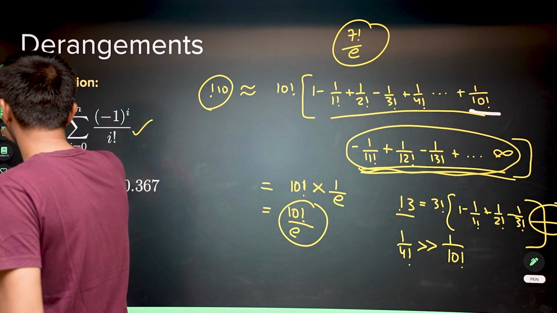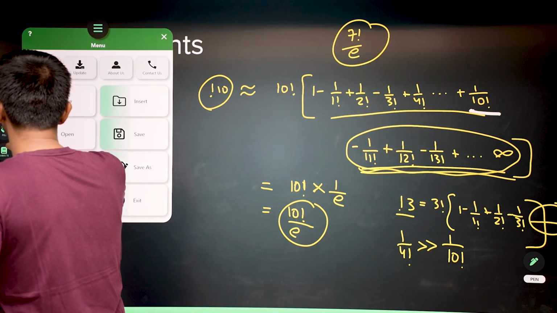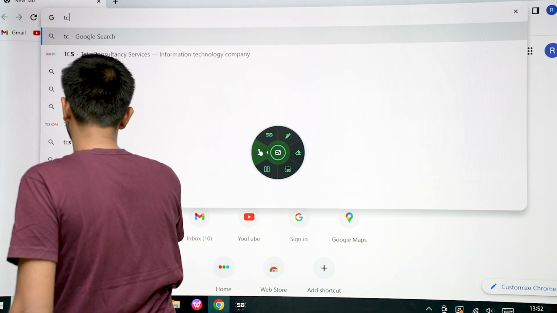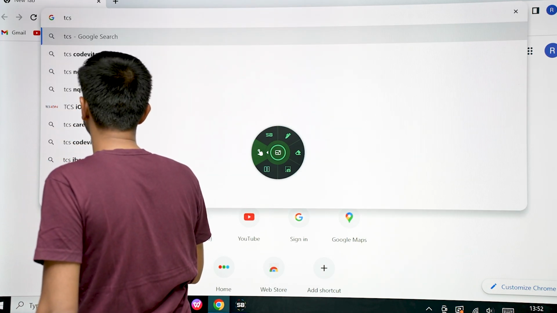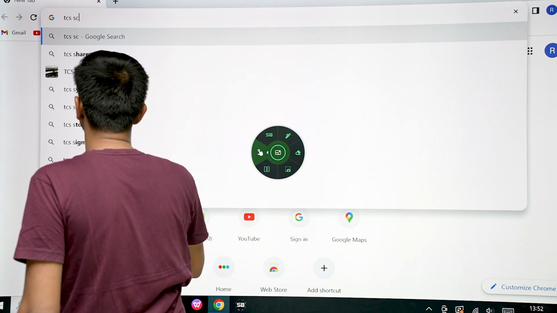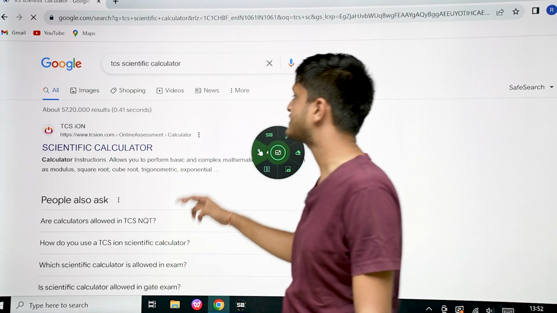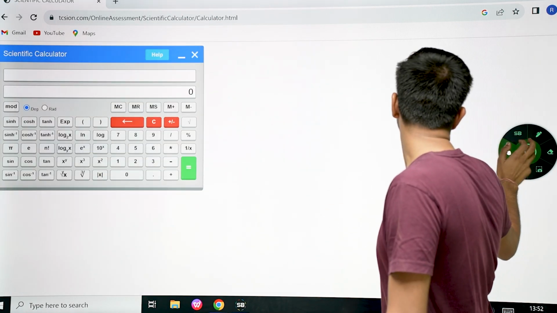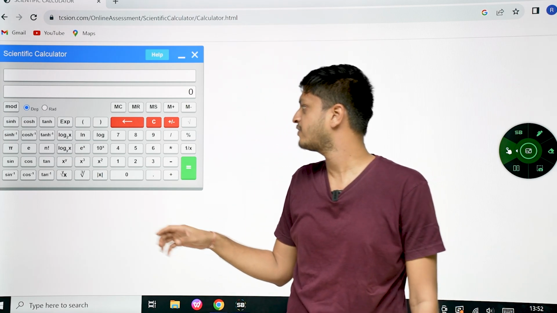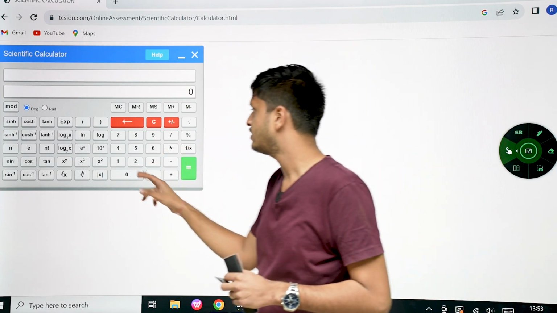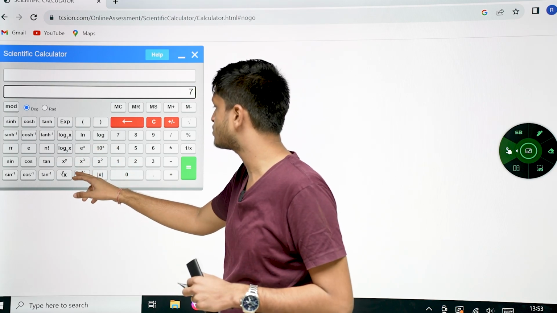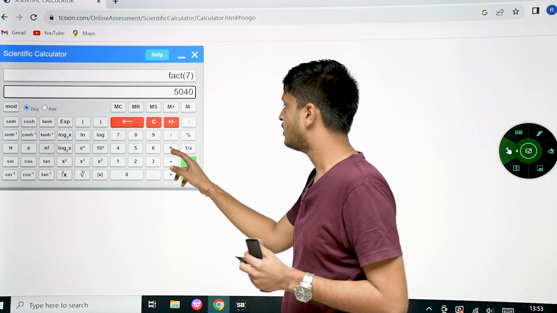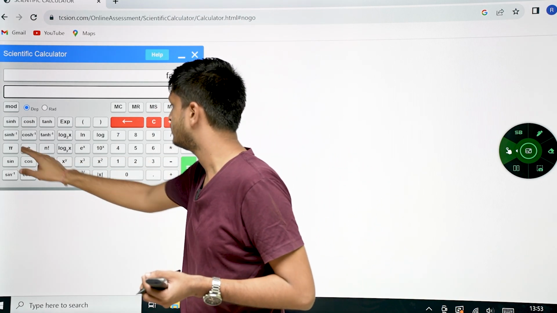So if you want to do practice, like in the exam you will get, while doing practice you can search for TCS scientific calculator. This is the calculator that you get in your exam, right? So if you want to calculate subfactorial of 7, this is the exact calculator that you will get in the exam. So you just do 7, there is factorial as well. 7 factorial upon e, there will be e as well.